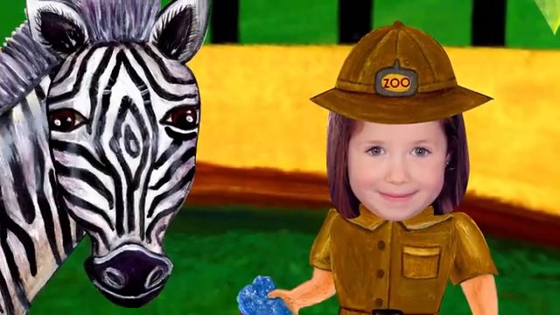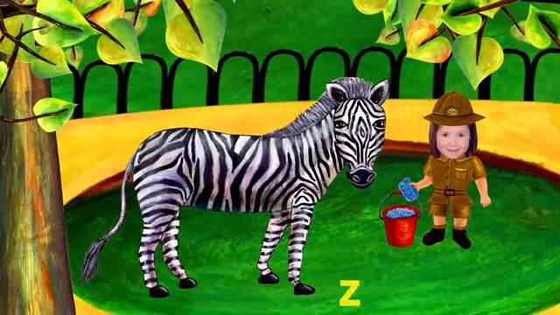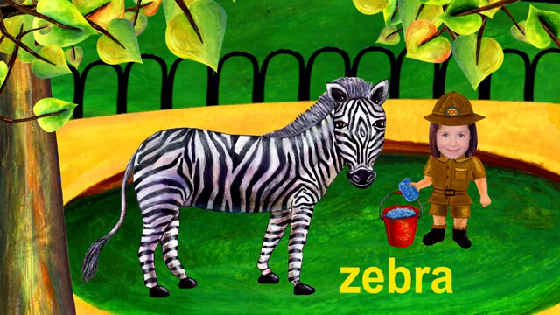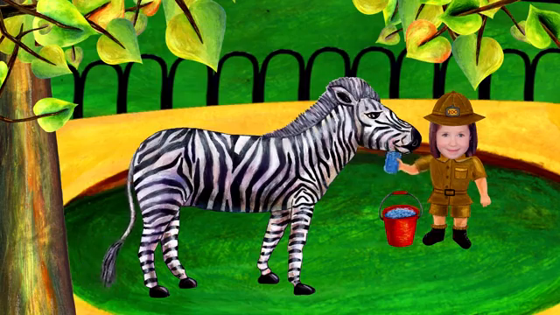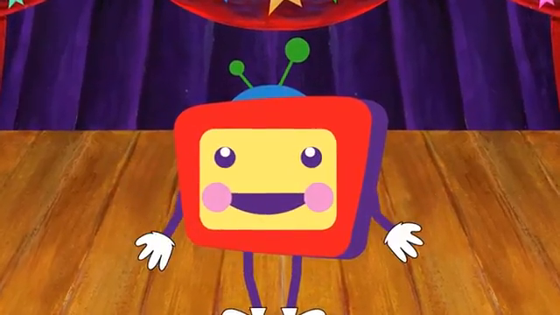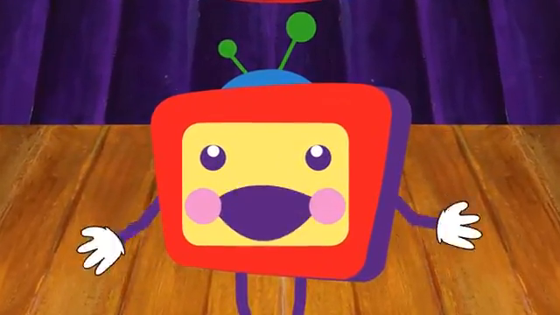Zoe found it. It's Zebra whose name starts with Z. The zebra certainly likes to be washed. Now we learned all the letters. Let's sing all the ABC songs one more time.